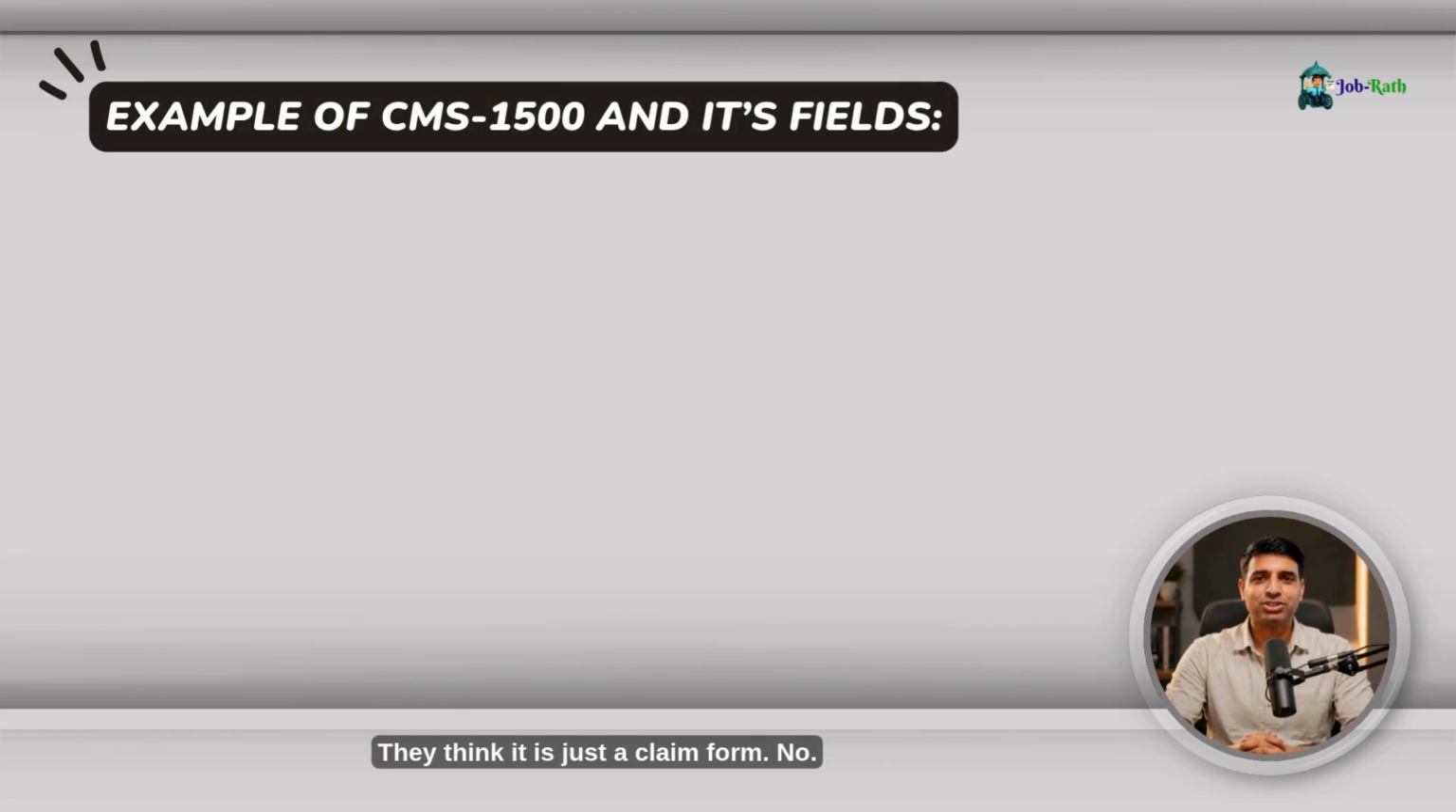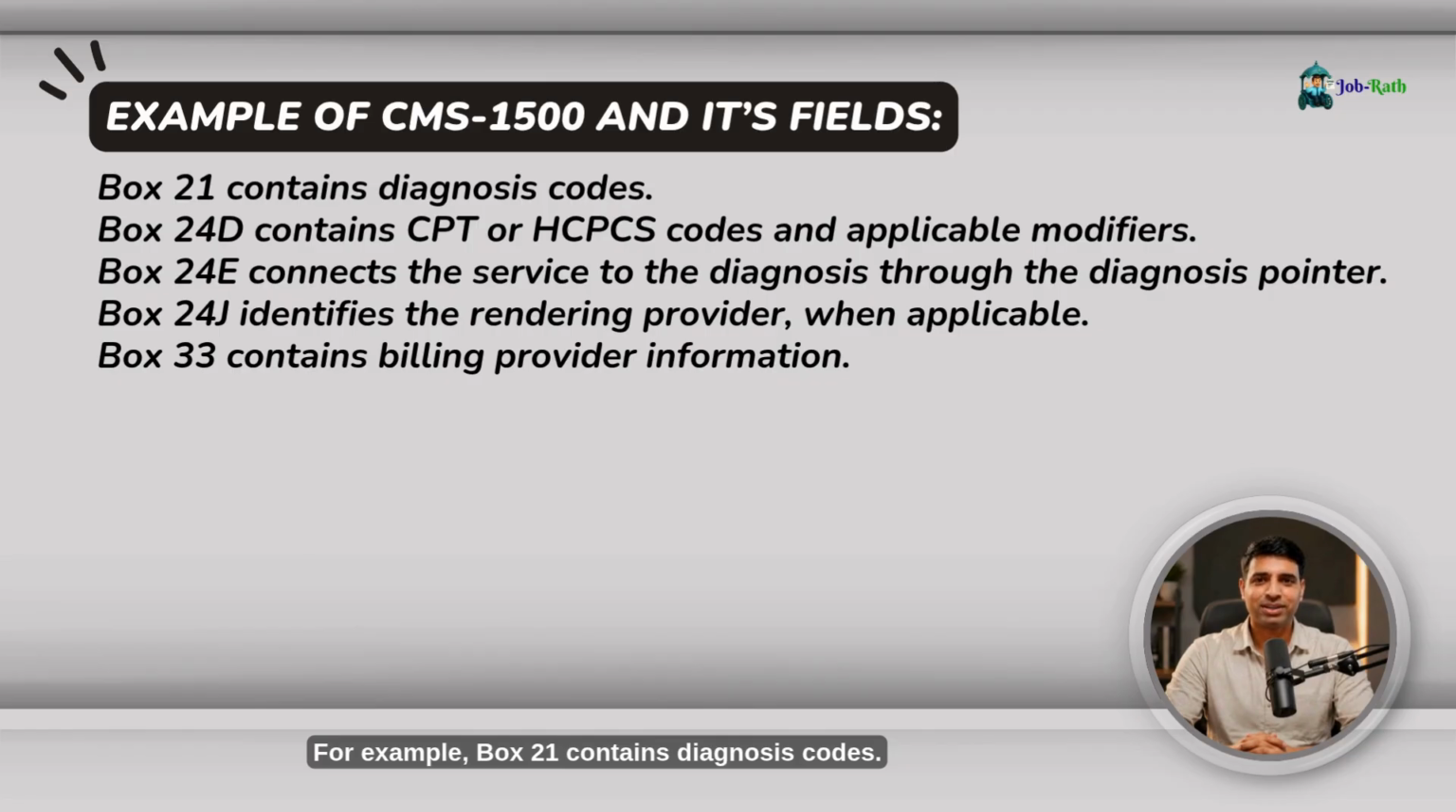And here is where many beginners make a mistake. They think it is just a claim form. No, every field has a purpose. For example, Box 21 contains diagnosis codes. Box 24D contains CPT or HCPCS codes and applicable modifiers. Box 24E connects the service to the diagnosis through the diagnosis pointer. Box 24J identifies the rendering provider when applicable, and Box 33 contains billing provider information.